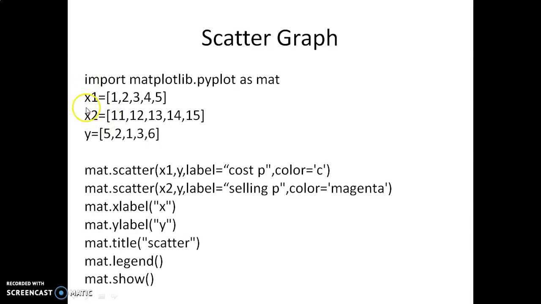That means I am taking two variables, one is x1 and the other is x2, along the x-axis, and a single variable along the y-axis, because in a scatter graph I want to compare two things, that is x1 and x2. Suppose x1 represents our cost price and x2 represents our selling price along a single y-axis.